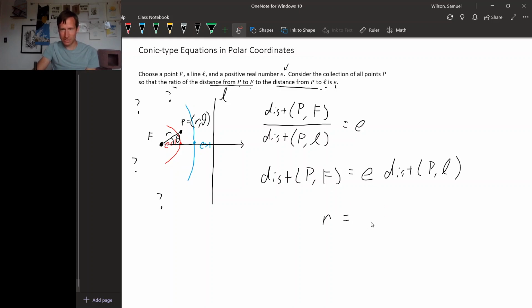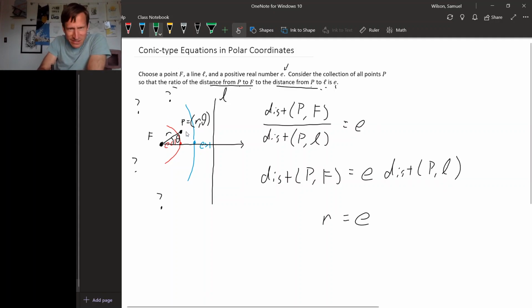Okay, now let's figure out, so that's equal to e times, and now let's figure out the distance from P to L. Well, that's this straight line distance directly to the right.